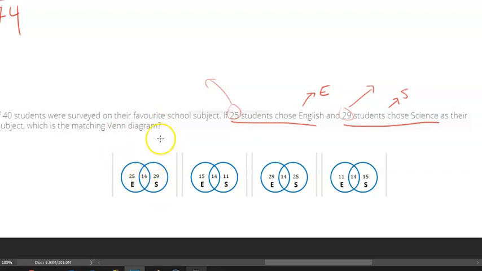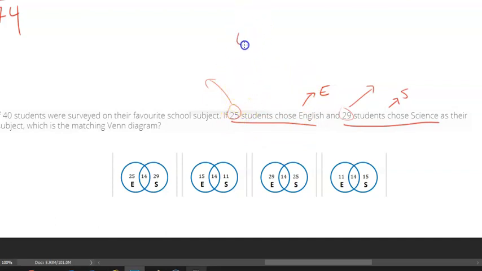And the reason why is the question says if 25 students chose English and 29 students chose science, the problem is from those 25 students, we don't know how many of them also like science. And the other way around, if 29 of these students chose science, we don't know how many of these 29 like English. So there's a bit of an overlap that's going on, but there is a way to figure this out.